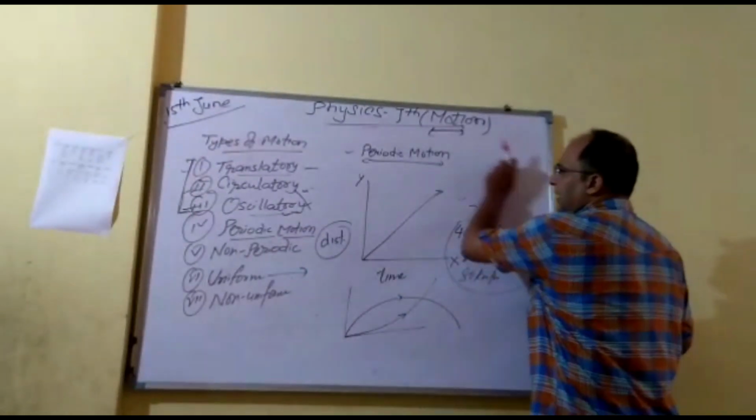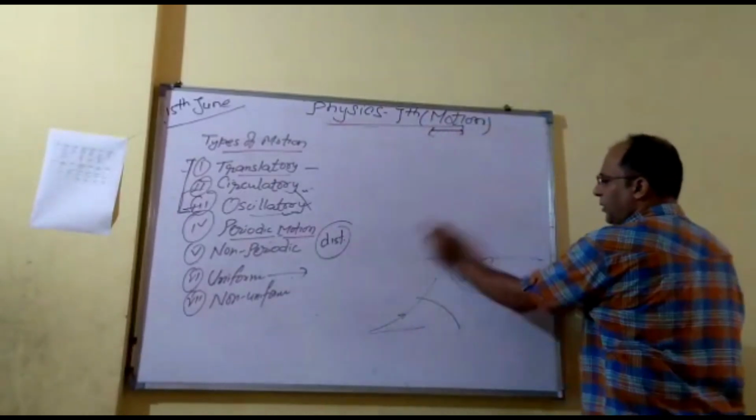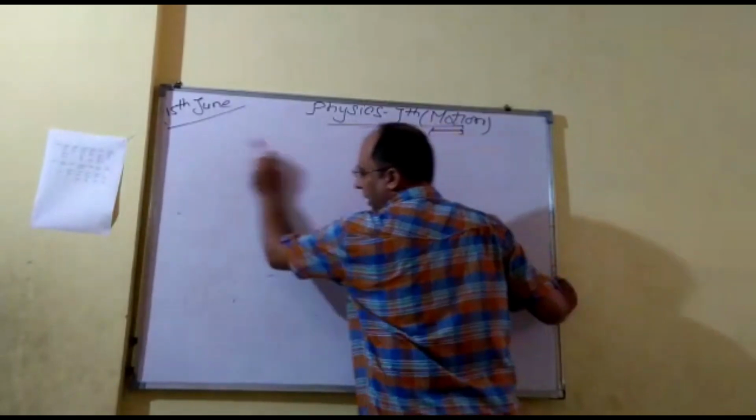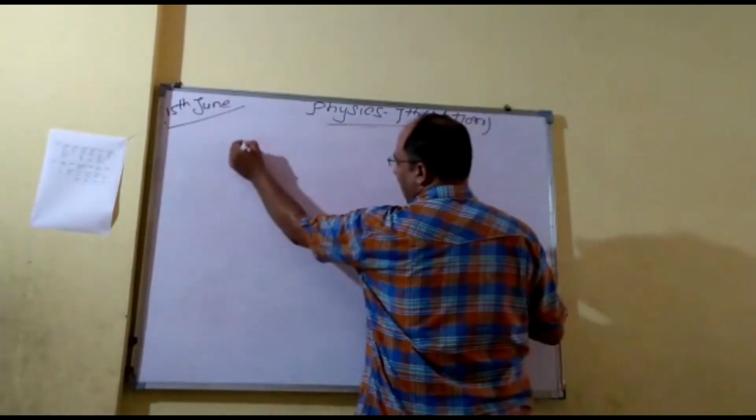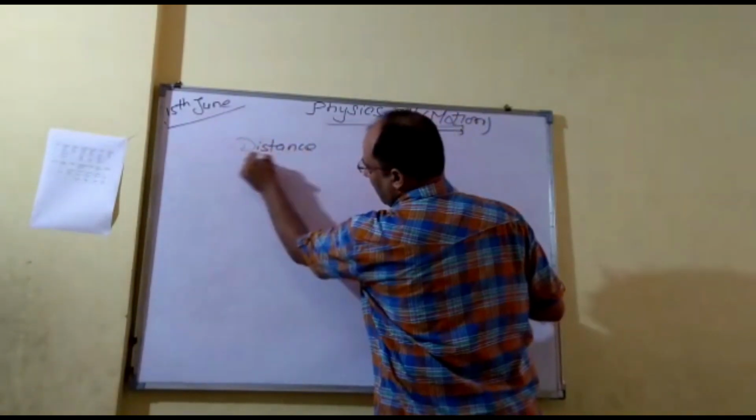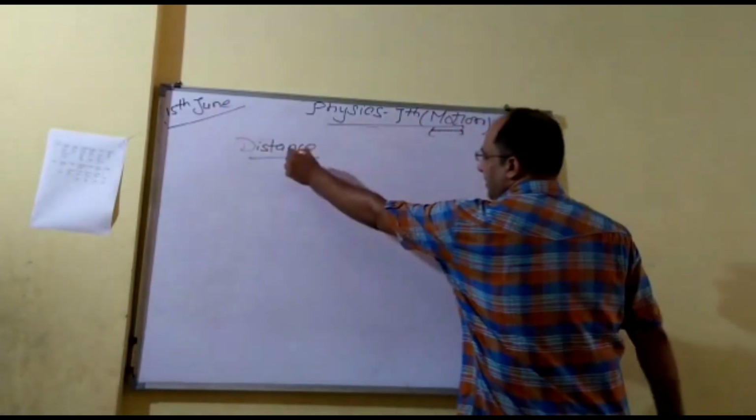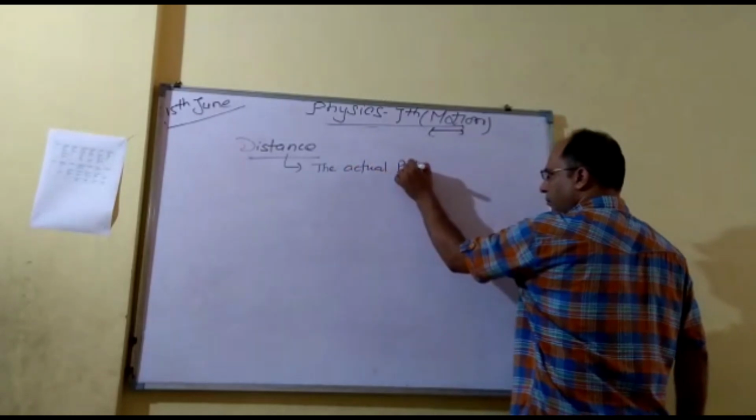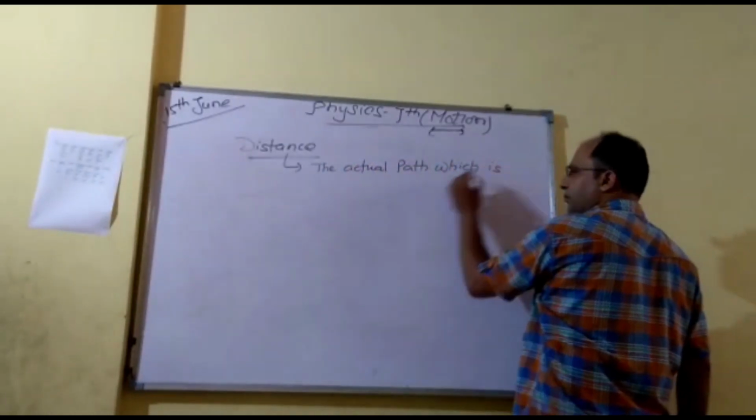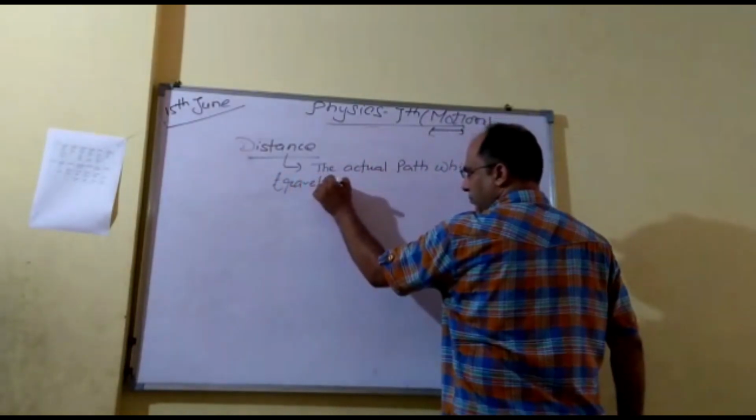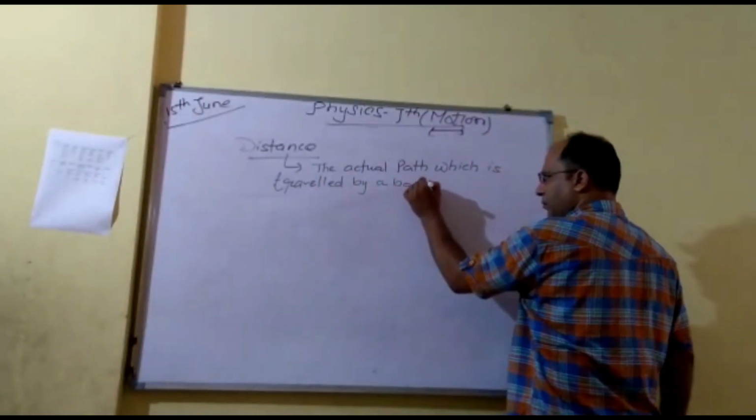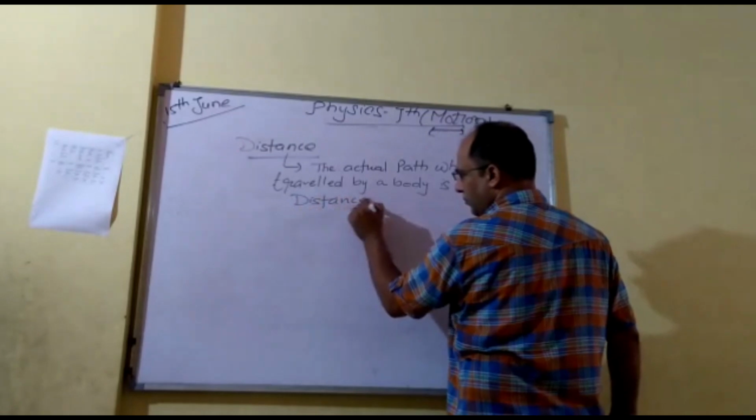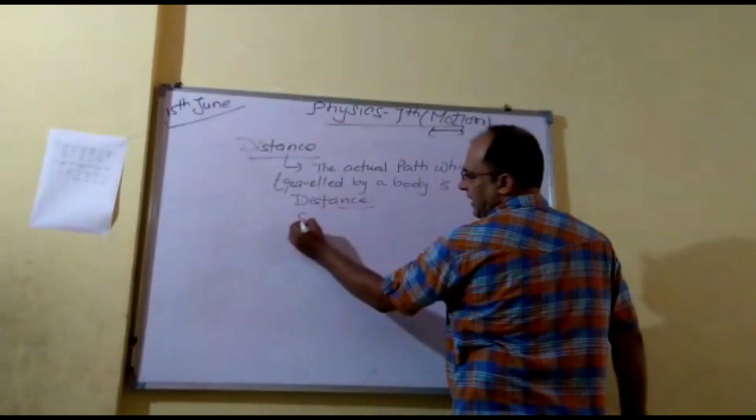Now, another thing after motion, two things you have to discuss. That is distance and displacement. On the basis of that, you have to discuss speed also. Now, what is distance? I discussed it at the beginning today. The actual path which is traveled by a body is called distance.